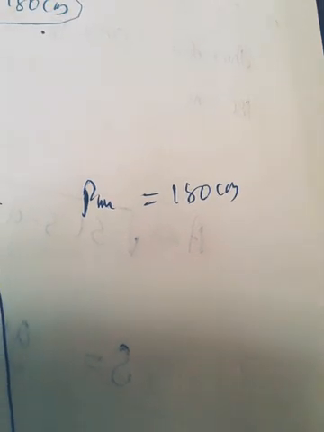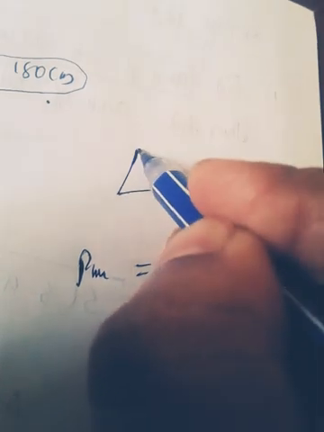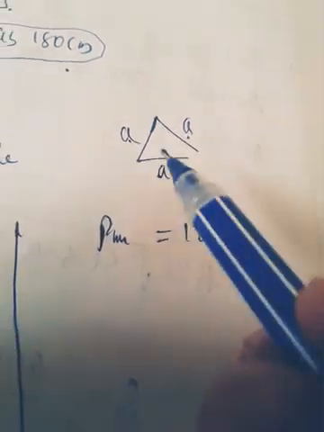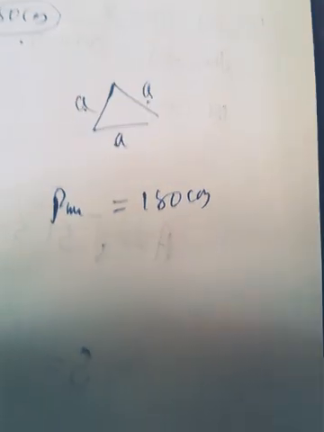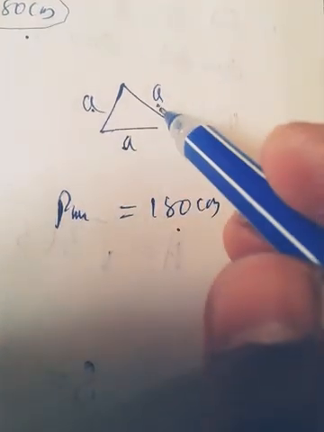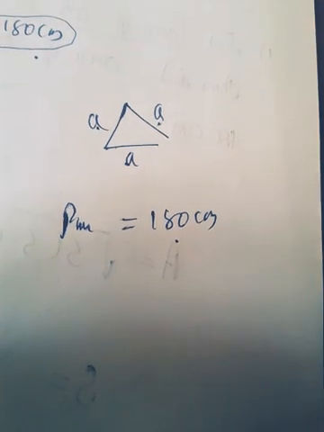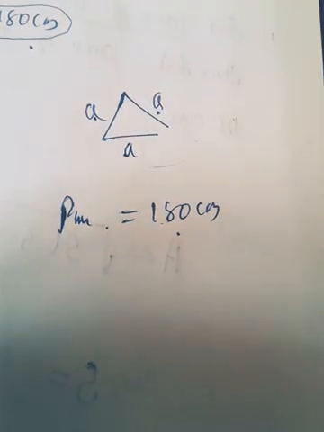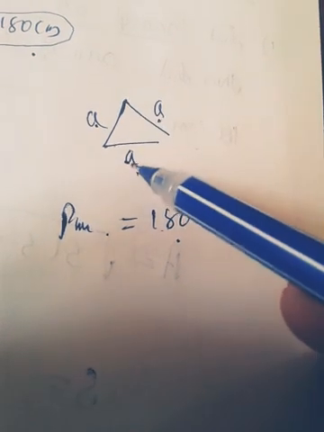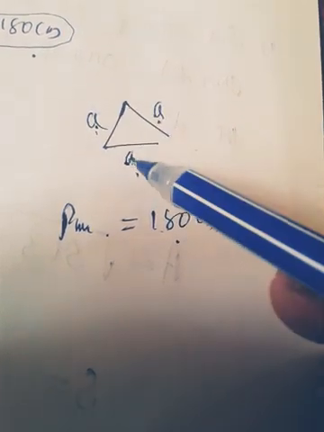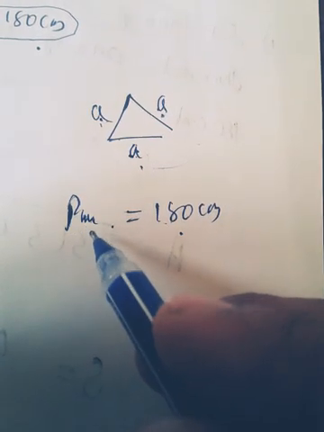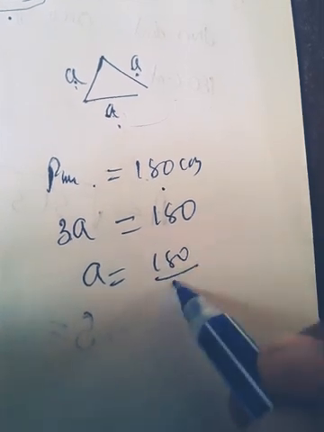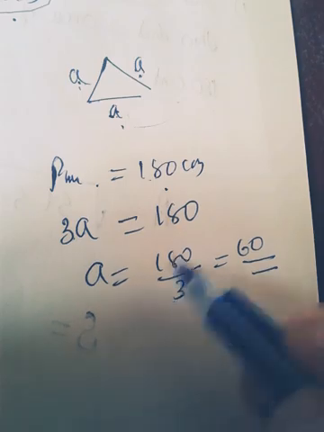How? We know that perimeter means sum of three sides. And in the case of equilateral triangle, all the sides are equal as a. So perimeter means sum of all three sides, a plus a plus a, because this is a special case of equilateral triangle. We cannot use this property in any other triangle. This is only applicable in the case of equilateral triangle. Perimeter means sum of three sides in all triangles, but in equilateral triangle the perimeter means a plus a plus a, that is 3a. So 3a is equal to 180. So what will be a? 180 by 3, that is 60. So we got the value of a as 60.